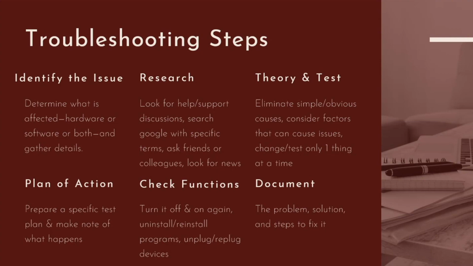And then you can kind of use a plan of action. This kind of goes hand in hand with the theory and test. You can make a specific test plan, and as you're testing one thing at a time, make note of what happens when you do each thing. During this, you can check the functionality of every part of your system that could be affecting this problem.